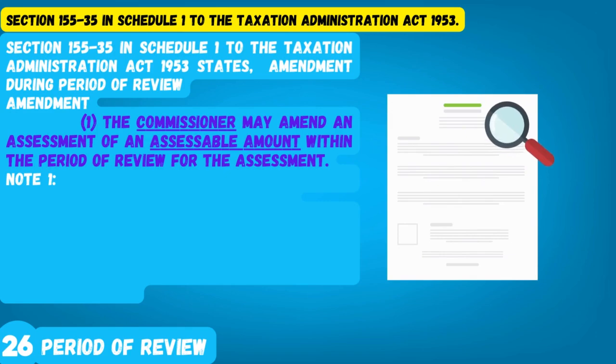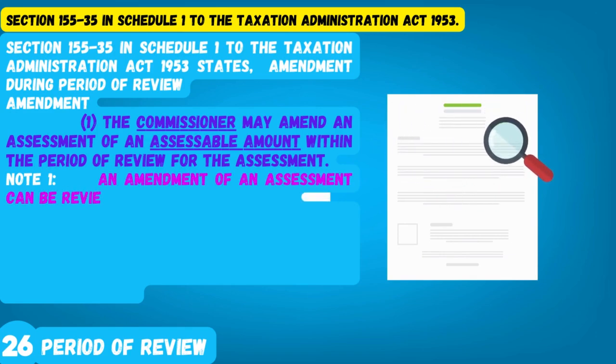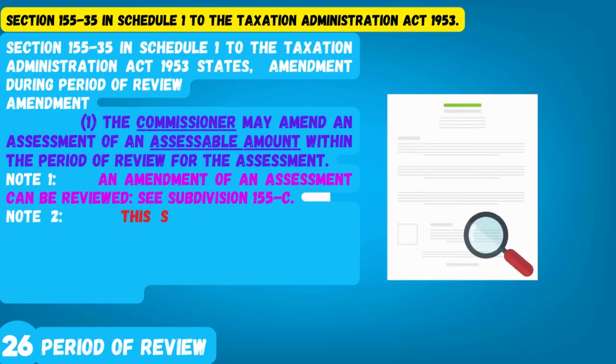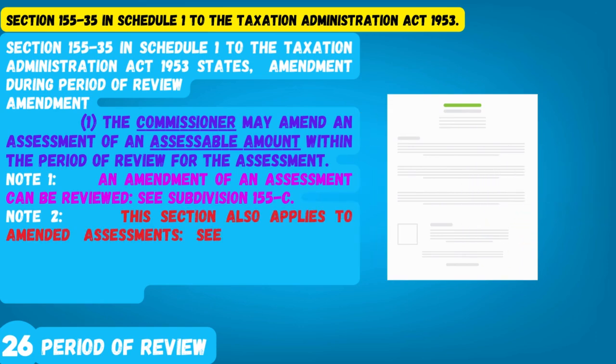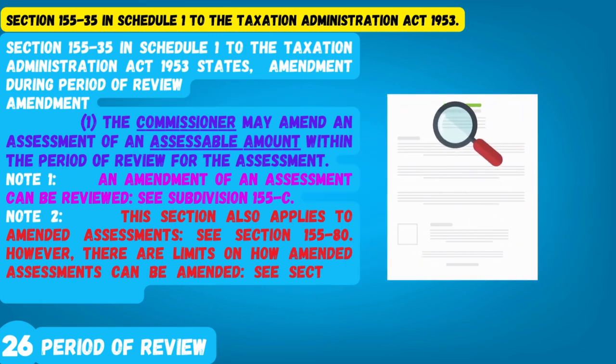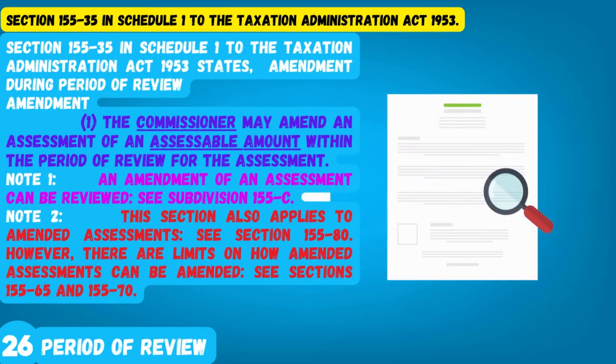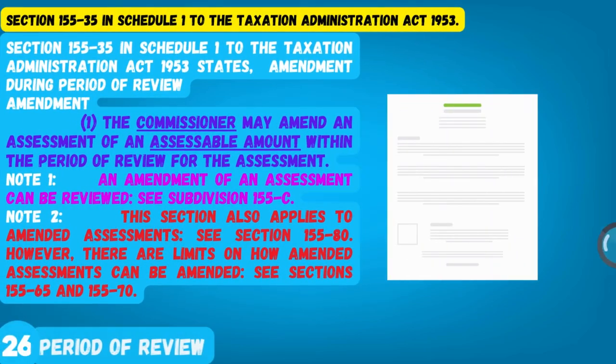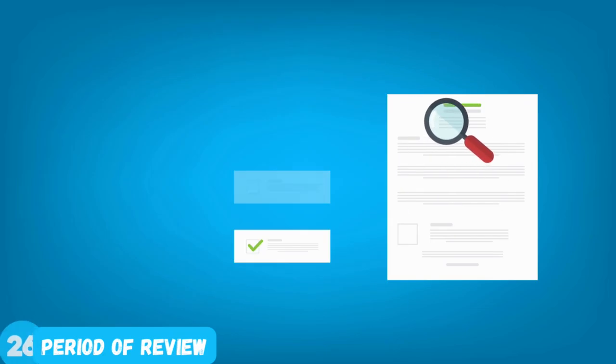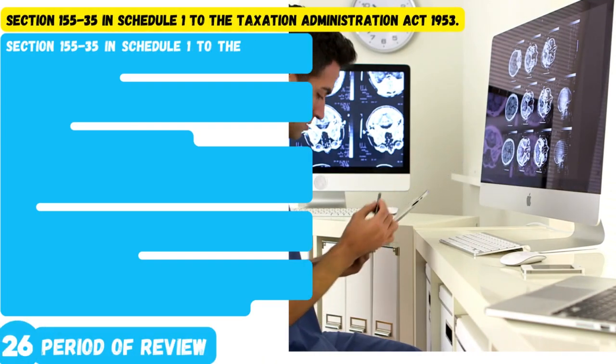Amendment. 1. The Commissioner may amend an assessment of an assessable amount within the period of review for the assessment. Note 1. An amendment of an assessment can be reviewed. See Subdivision 155C. Note 2. This section also applies to amended assessments. See Section 155-80. However, there are limits on how amended assessments can be amended. See Sections 155-65 and 155-70. Meaning of period of review.